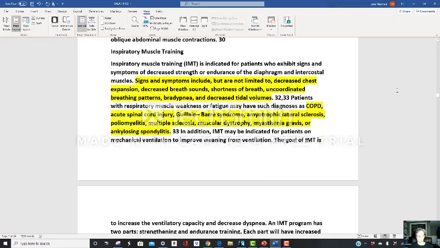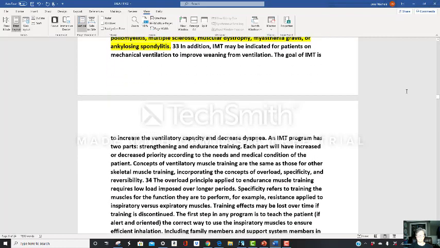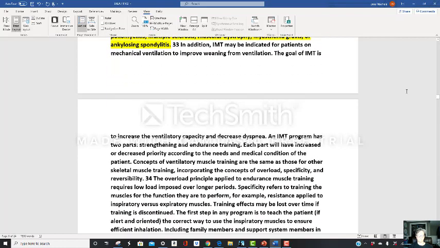The goal of IMT is to increase the ventilatory capacity and decrease dyspnea. An IMT program has two parts, strengthening and endurance training. Each part will have decreased priority according to the needs and medical condition of the patient.